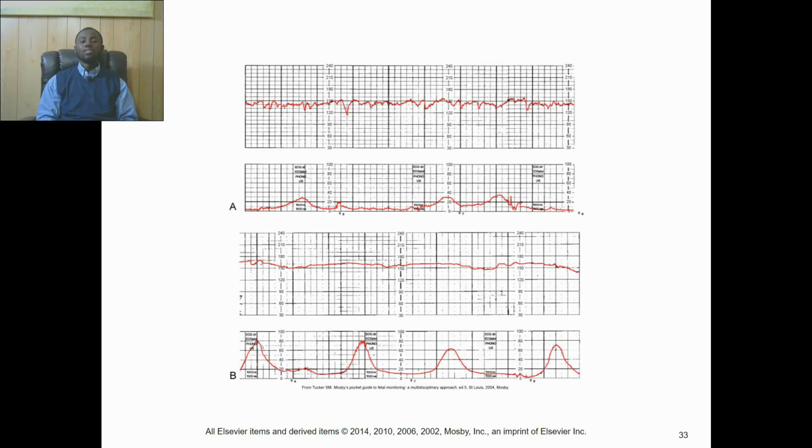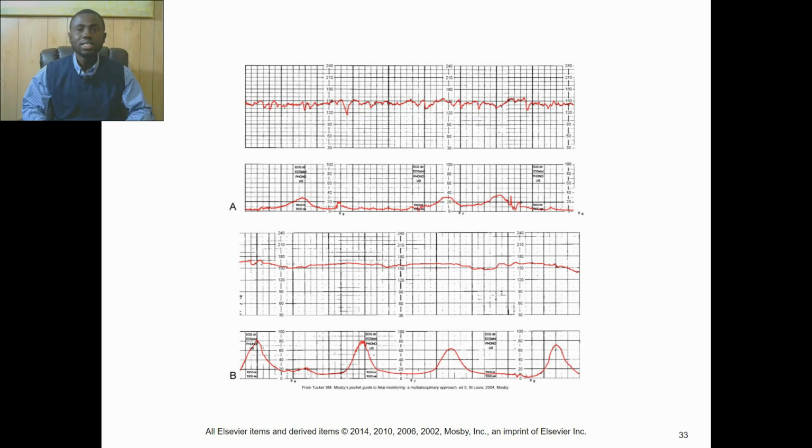Interpretations of the stress test will determine how well the fetus is doing. So if the results are obtained, then the nurse will have to be able to interpret to determine if the test was negative, if it was positive, if it was suspicious or equivocal, or if it was unsatisfactory. So we are going to take each of these to look at them one by one.